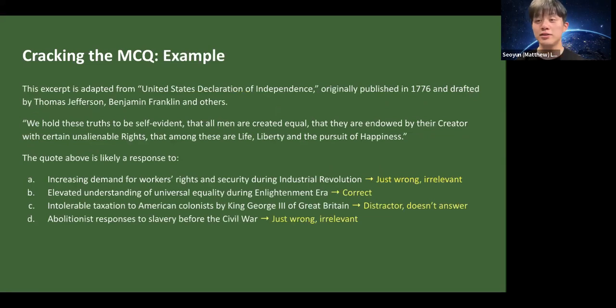Okay, so let's do an example. This is actually US history, but I just wanted to show you how the exam might be structured for the MCQ section. So let's go through this. This excerpt is adapted from the United States Declaration of Independence, originally published in 1776 and drafted by Thomas Jefferson, Benjamin Franklin, and others.